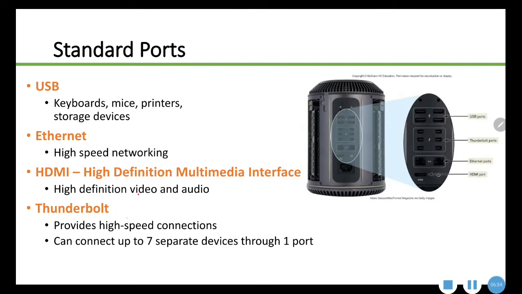And also Thunderbolt. Thunderbolt provides a higher-speed connection than HDMI, and it can connect up to 7 separate devices through one port. So Thunderbolt is more powerful than HDMI. If you want to connect to a TV from your laptop or mobile device, you need HDMI, or you can also use Thunderbolt.